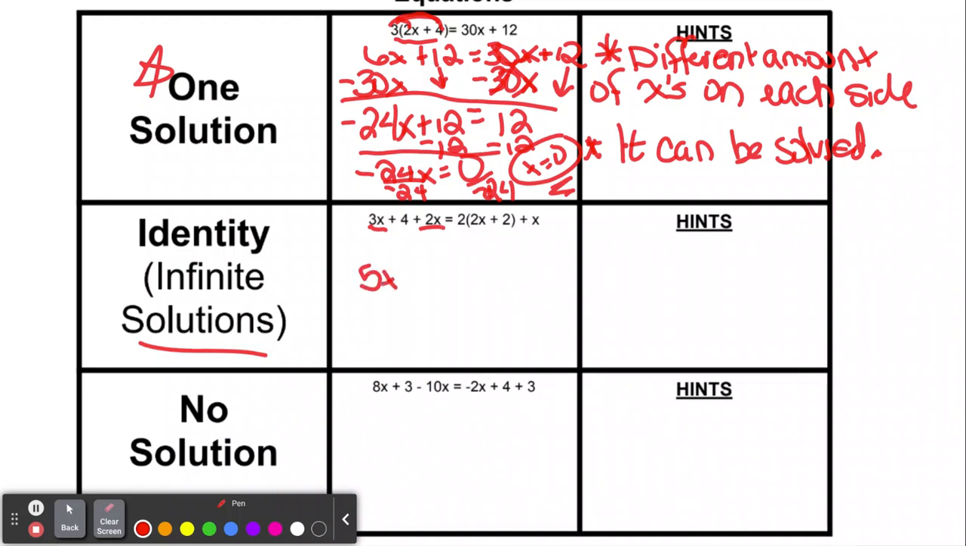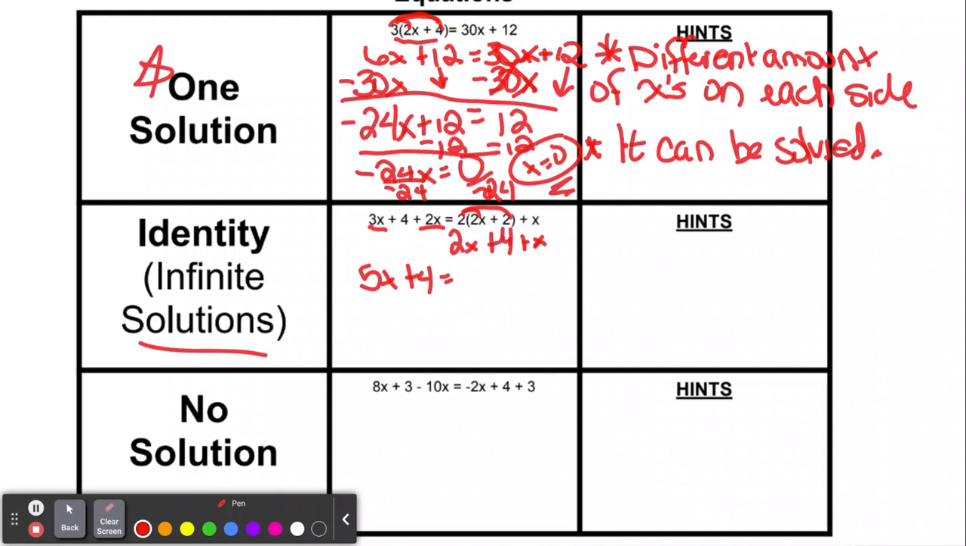I can't do anything with that 4, so I'm going to bring the 4 down. Over here, I've got parentheses. So like I did up at the top, 2 times 2x would give me 4x. 2 times 2 would give me a plus 4. And then I still have this plus x.